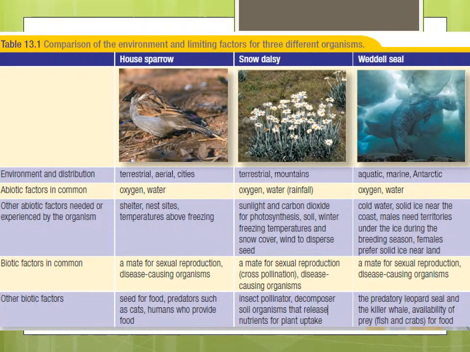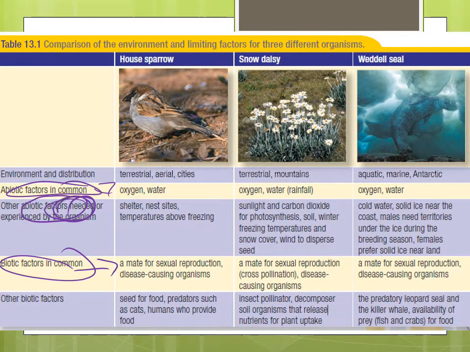This chart here comes from your Heinemann 1 textbook, and it just gives you 3 different examples of 3 different organisms that require different things. So it lists for you the abiotic factors and the biotic factors of their environment, but it also talks about the things that they need. So abiotic factors needed by those organisms.